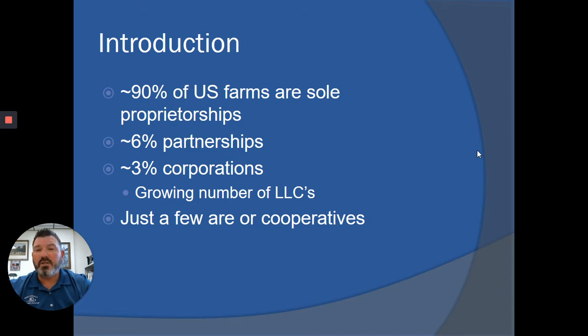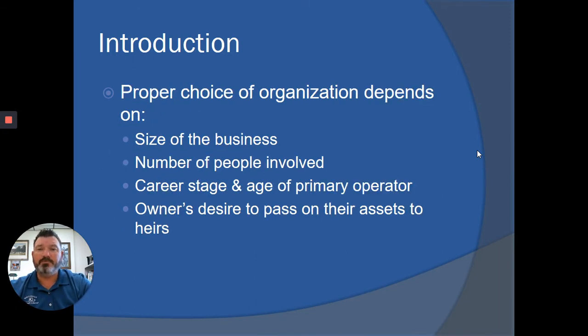A few other key informational items: more than 90% of U.S. farms are sole proprietorships. That's important. There seems to be a thought process that farming is becoming much more corporate, and the data doesn't necessarily support that 100%. Still well over 90% are sole proprietorships. About 6% are partnerships and 3% are corporations, and of that subset, limited liability companies are a fast-growing piece of the corporate structure. And just a few farms are cooperatives, and we'll talk briefly about them as well.